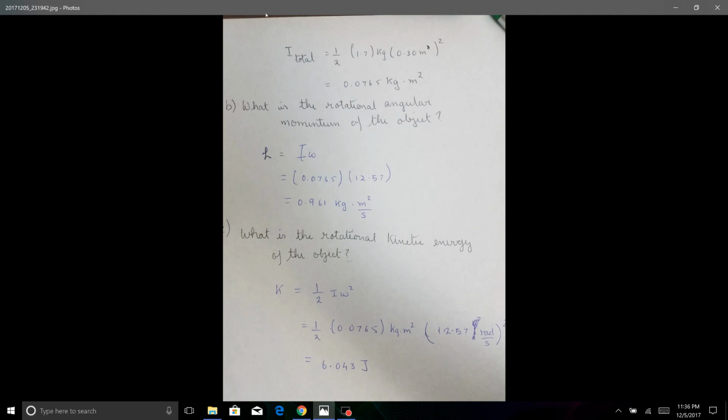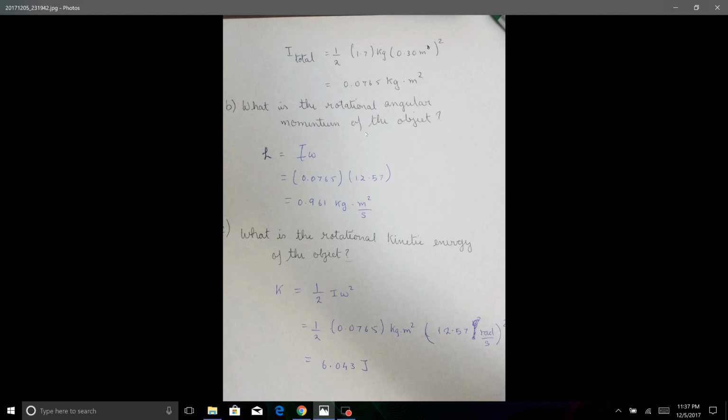And it's basically plugging in now. 1/2 m, we know the mass to be 1.7 kilograms, and the length is 0.3 meters squared. By solving this, I get a value of 0.0765 kilograms meters squared. So that is the moment of inertia of the object.